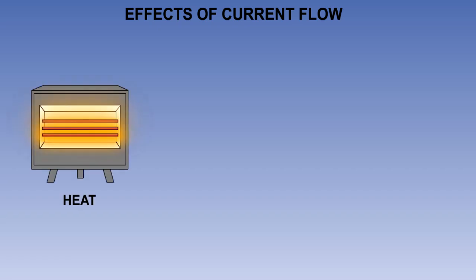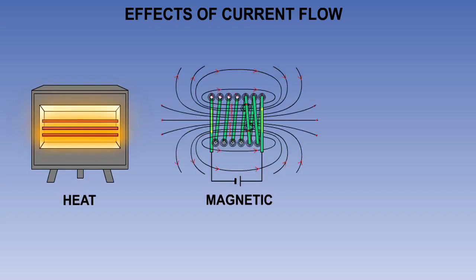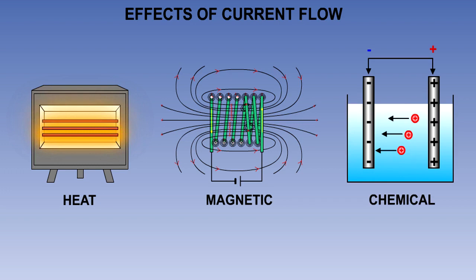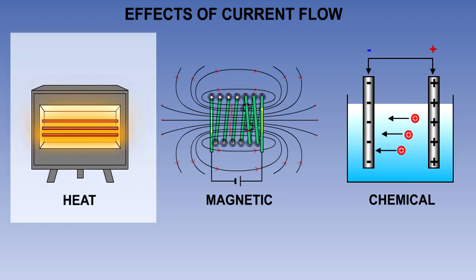The flow of current has a number of effects. They are heating, magnetic, and chemical. When current flows through a conductor, it always causes an increase in temperature in the conductor. This effect is put to use in such things as electric heaters and incandescent light bulbs.